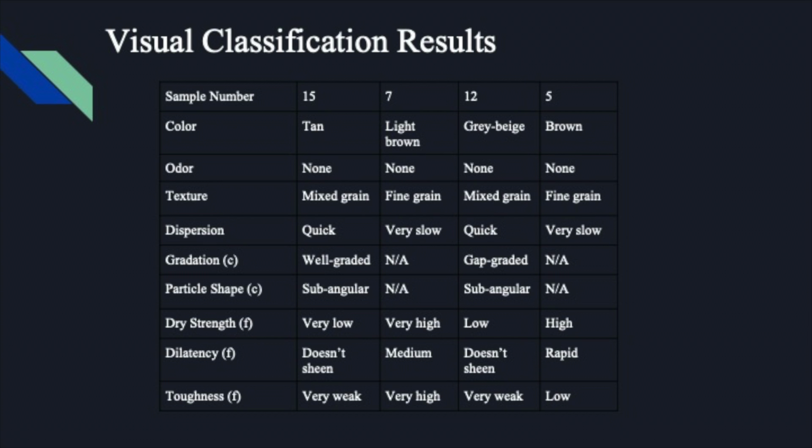You will see (C) and (F) beside certain classifications in the table shown. These are representative of visual classifications done on coarse-grained and fine-grained soils, respectively. Only coarse-grained soils went through the test with (C), and only fine-grained soils went through the test with (F). If a soil was classified as mixed, it went through both coarse and fine-grained soil tests.